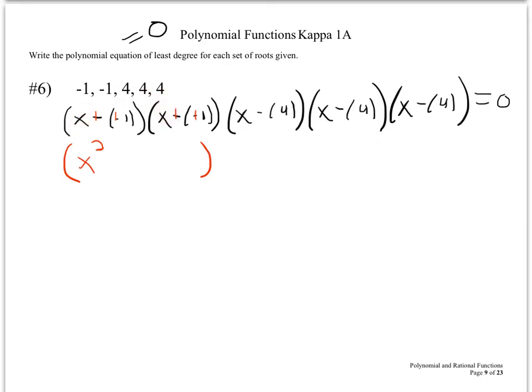x times 1 is 1x. This 1 times x is 1x. 1x and 1x is 2x. And then 1 times 1 is 1.